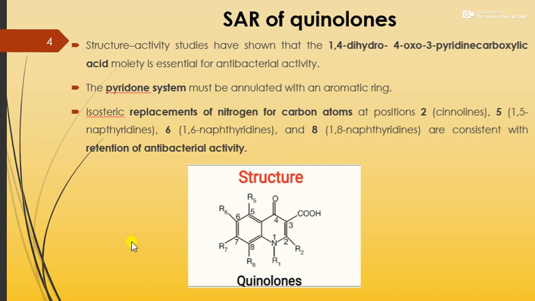Now we are going to see the structure activity relationship of quinolones. The structure activity relationship studies have shown that the 1,4-dihydro-4-oxo-3-pyridine carboxylic acid moiety is essential for the antibacterial activity. The pyridone system must be annulated with an aromatic ring. Next, the replacement of a carbon atom with nitrogen at position 2 gives cinnolines, at position 5 gives naphthyridine, at position 6 gives 1,6-naphthyridine, and at position 8 gives 1,8-naphthyridine, all consistent with retention of antibacterial activity.